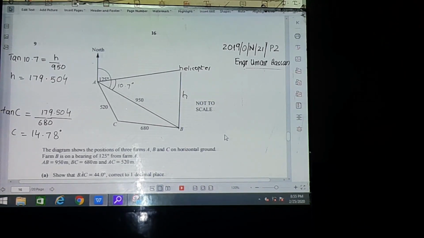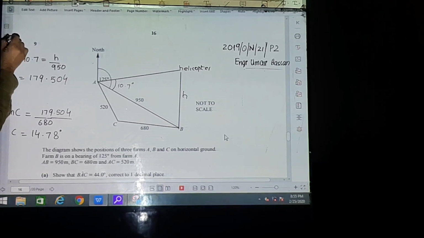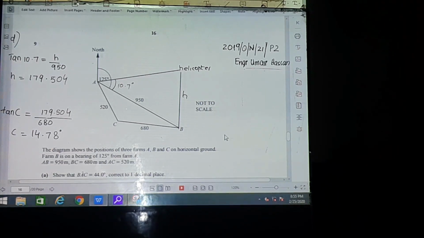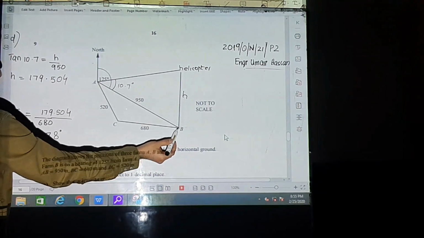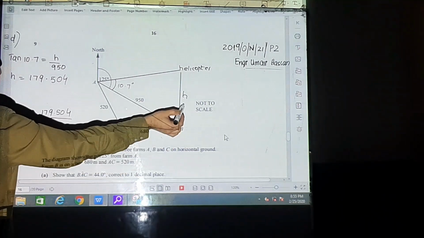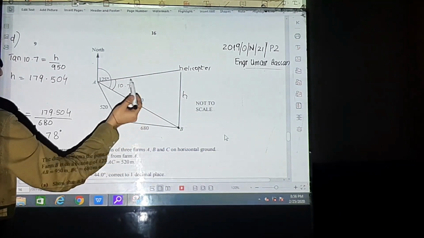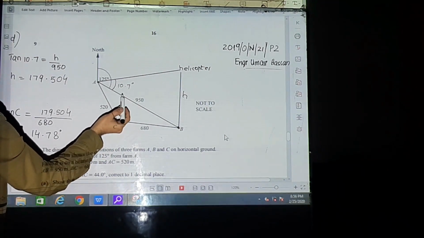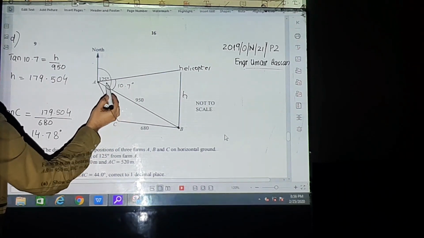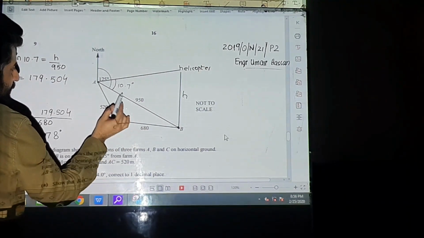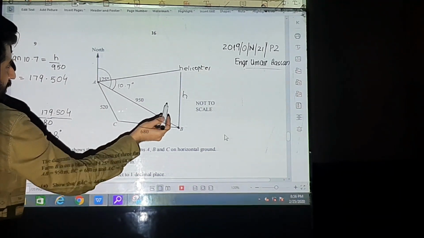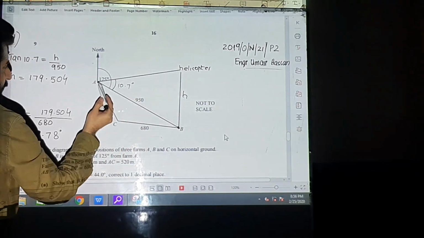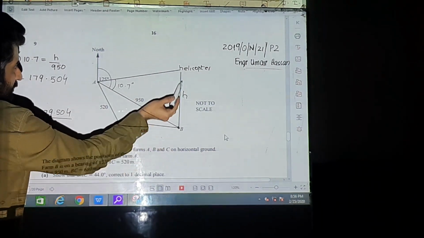Okay, this is part D of question number 9. I am just explaining the statement over here. I will do part C after that. Now part D says that there is a helicopter exactly above B, and the angle of elevation of the helicopter from point A is 10.7. So this is the angle of elevation, 10.7, angle of elevation of the helicopter from point A.